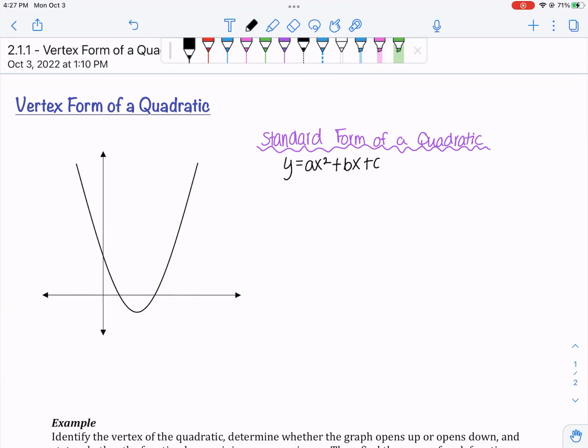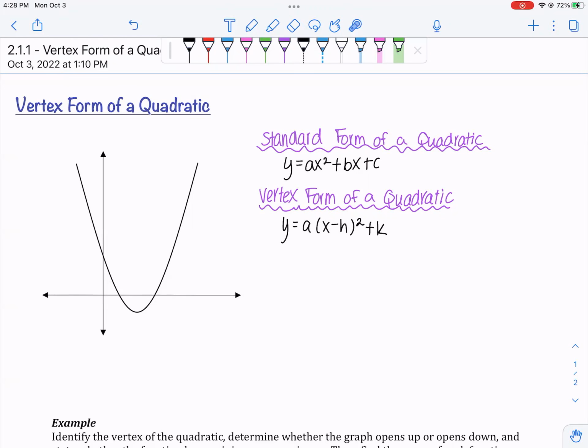This is cool. It's great. It's not the best form for graphing. So we have this other form, the vertex form of a quadratic. This vertex form is another way of writing the same information, but in a way that gives us a lot more information about what the graph of this quadratic is going to look like. This form looks like this: y equals a times (x minus h) quantity squared plus k. Let's talk about what all these values are.